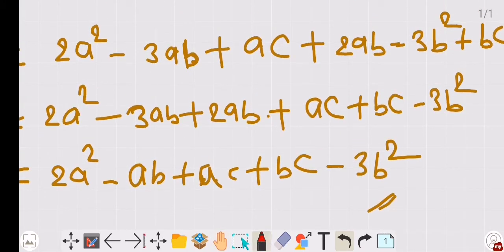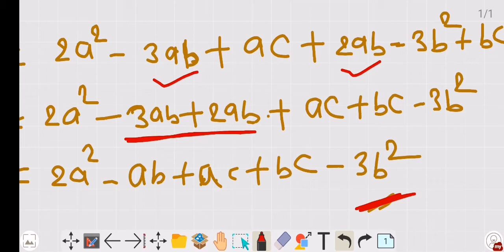this answer. Never forget to add the like terms. If we are getting like terms here, we will bring them together. As you can see, minus 3ab and 2ab are like terms, so we have brought them together and then solved it. And those which are unlike, we have kept as they are.